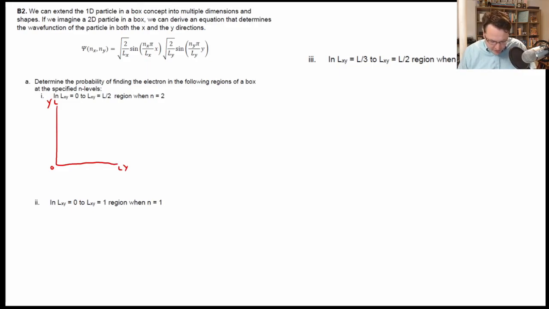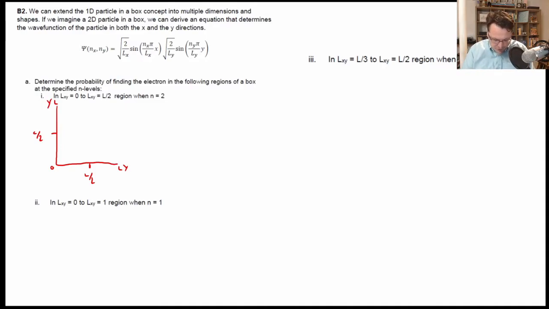So now, what we're looking at in this case is, it says in an Ly equals 0 to Lx equals 3/2 region. So if we just divide this in half, this is L over 2 right here. This is L over 2 right here. When n equals 2, we're trying to figure out what the probability of finding an electron is in those regions, not a specific point, just simply in those boundary conditions.